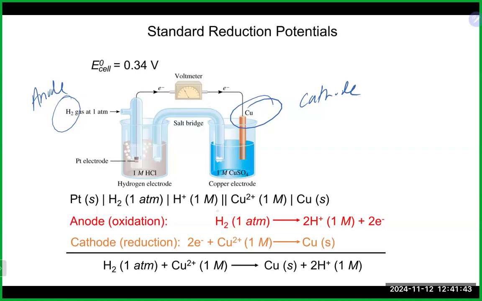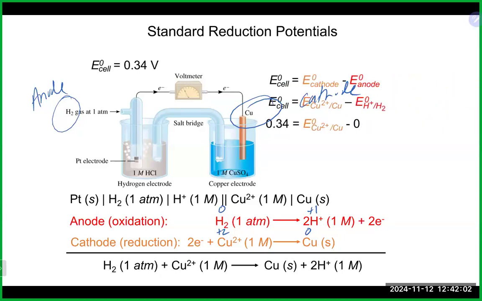In this case, the hydrogen is going from 0 to +1, becoming more positive, going through oxidation. Copper is going from +2 to 0, becoming more negative, going through reduction in this case. And again, here we can get our SRP value for copper 2, which is positive 0.34 volts.